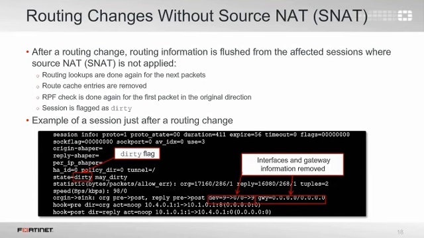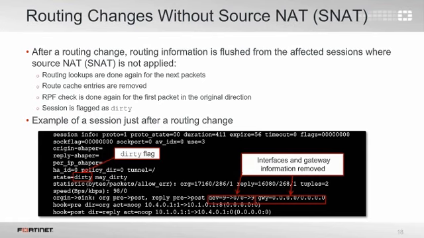When FortiGate is not applying source NAT, SNAT, after a change in the routing table, the routing information is removed from the sessions that are affected by the change. Additionally, related route cache entries are deleted. So, 2 more routing lookups are done for the next packets in order to learn the new routing information and store it in the routing table. Also, RPF check is done again for the first packet in the original direction.